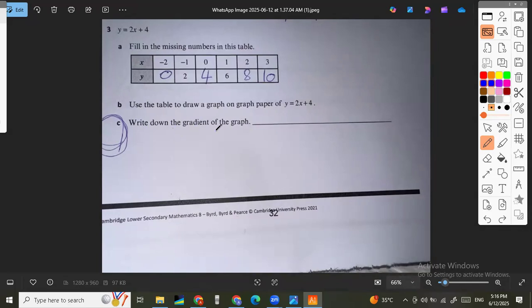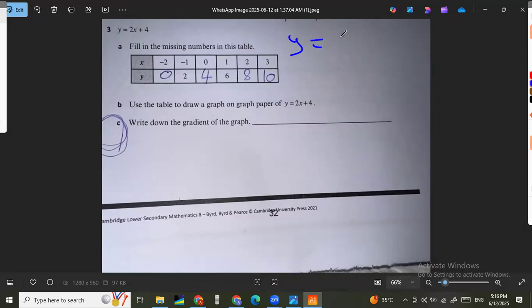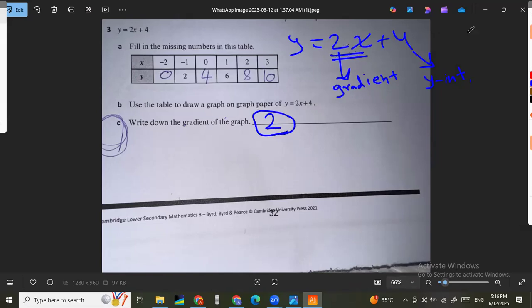Write down the gradient of the graph. Here is the formula of the gradient: y equals 2x plus 4. The coefficient of the x, whatever the number right next to the x, is what we call the gradient. And the other number over there is what we call the y-intercept. So the gradient of this graph is 2. It is the number that is next to the x.